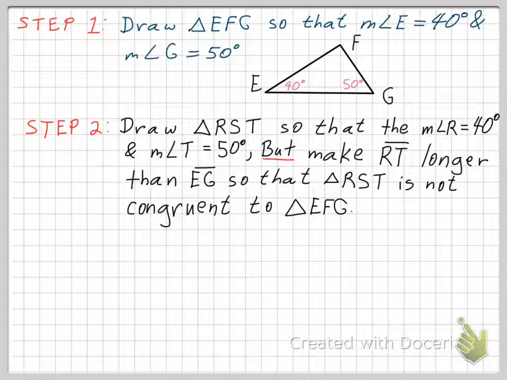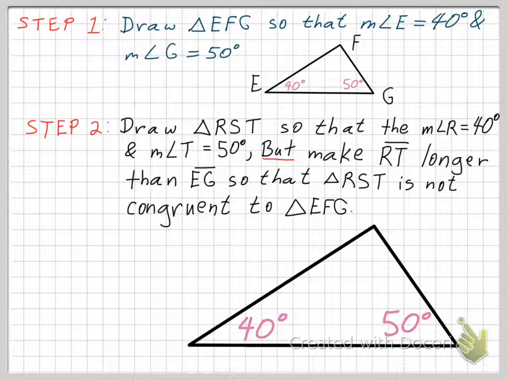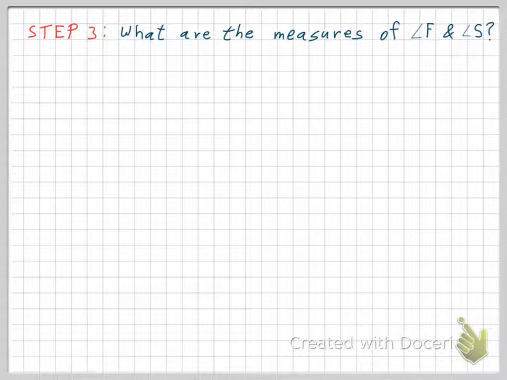And again, you can pause the presentation right now if you'd like and draw your triangle RST, but I will continue at this point. So here is my triangle RST with 40 degrees and 50 degrees. You can see that clearly the two triangles are not congruent. But what are the measures of angle F and angle S? So there's two possible ways, right, that you can do that.